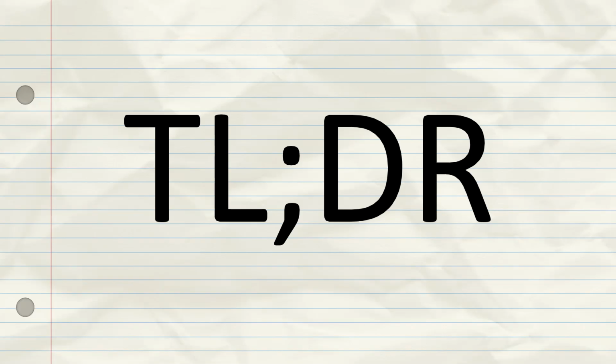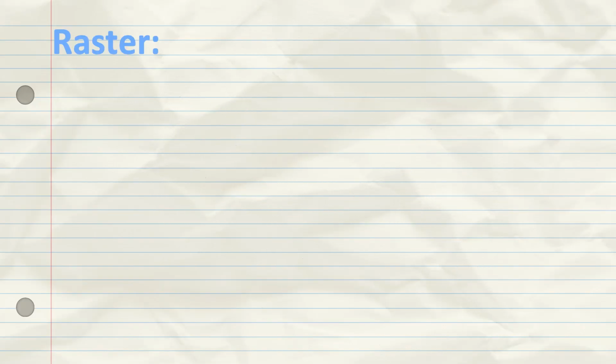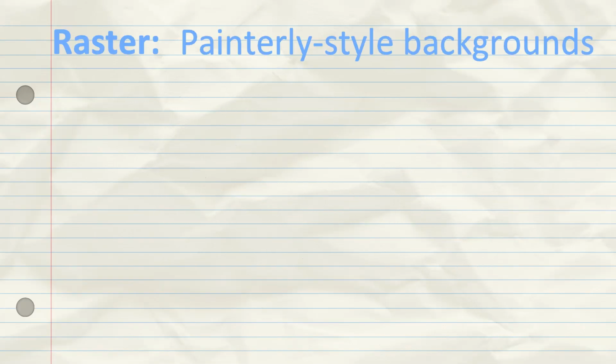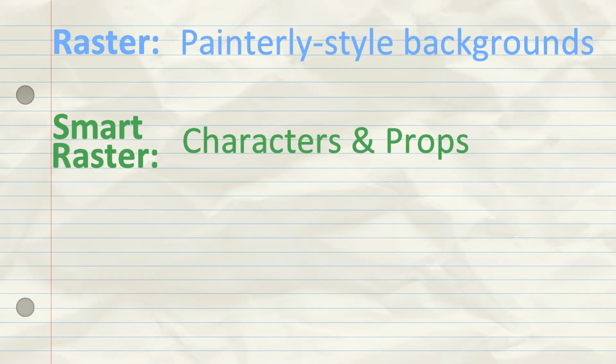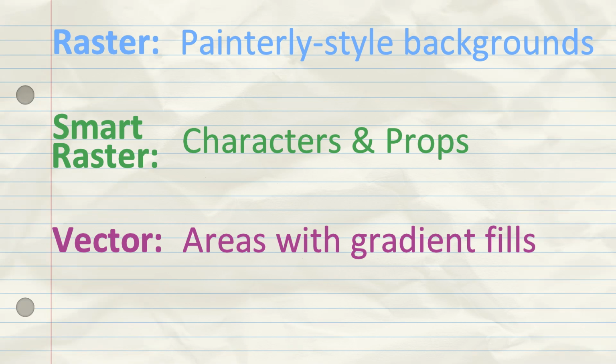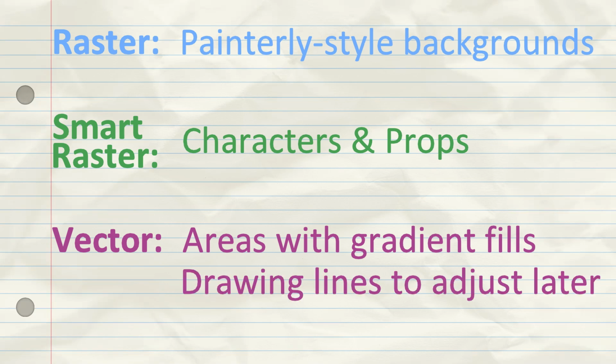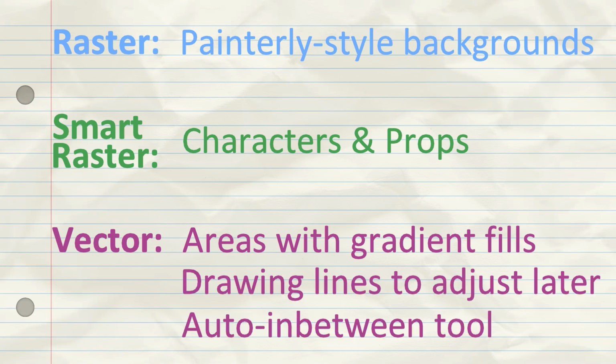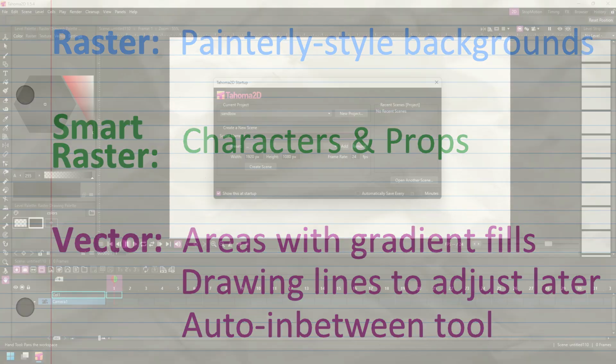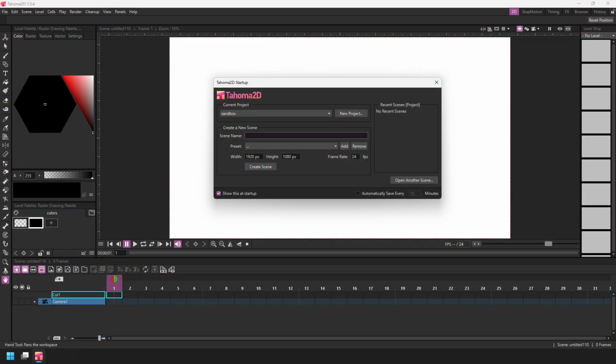So the TLDR is that I use raster levels for painterly style backgrounds, smart raster levels for characters, and vector levels for areas with gradient fills or for drawing lines that I can later adjust, and to use the auto in-betweening tool. So let's see some of this in more detail, how you get to those 3 types and some basic drawing tips to get you started.